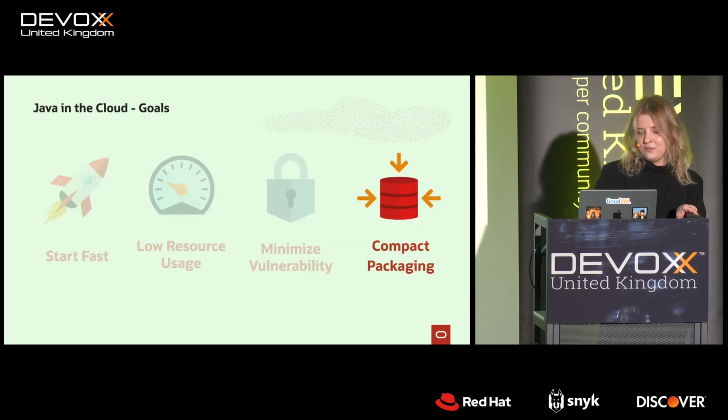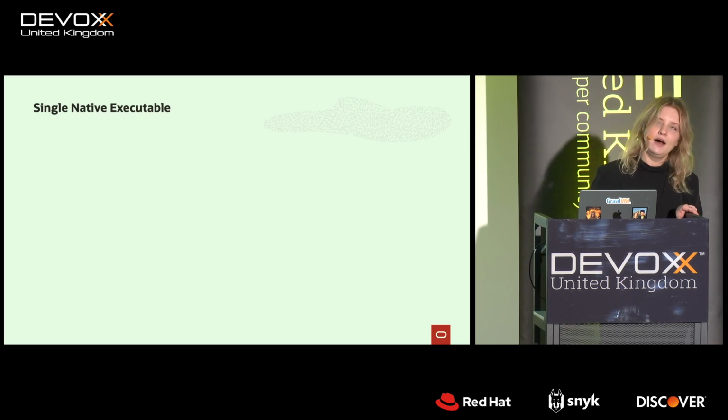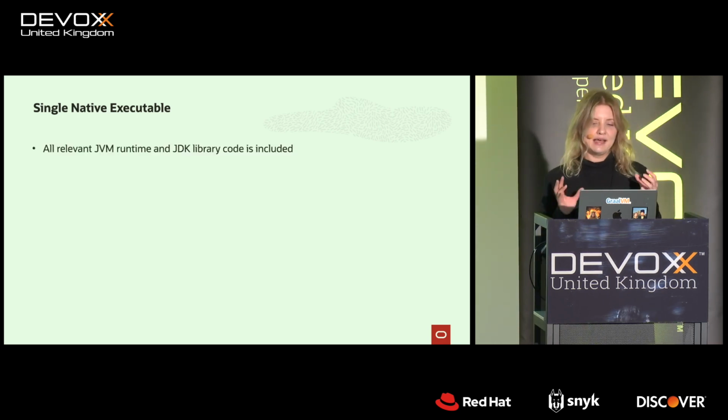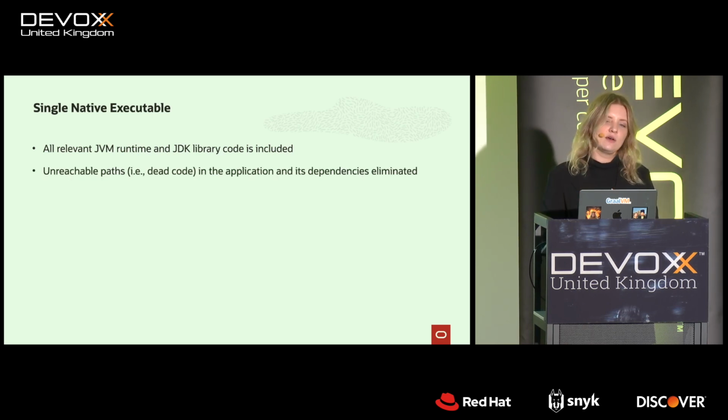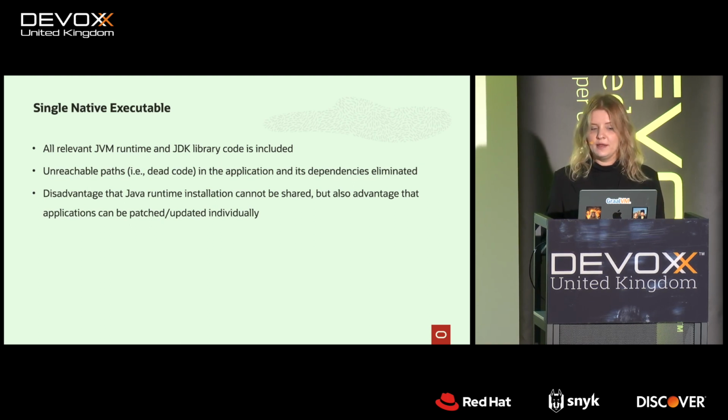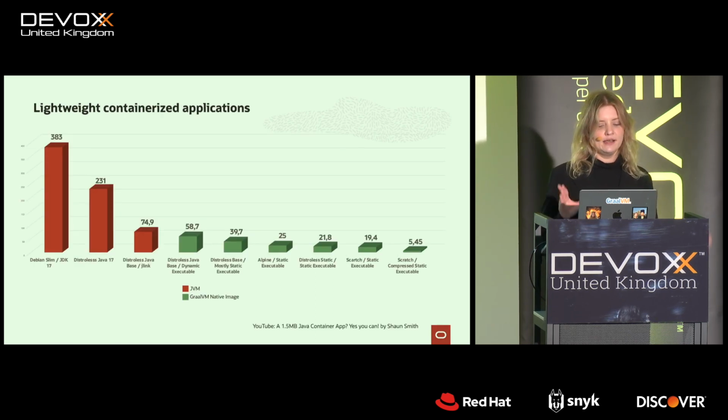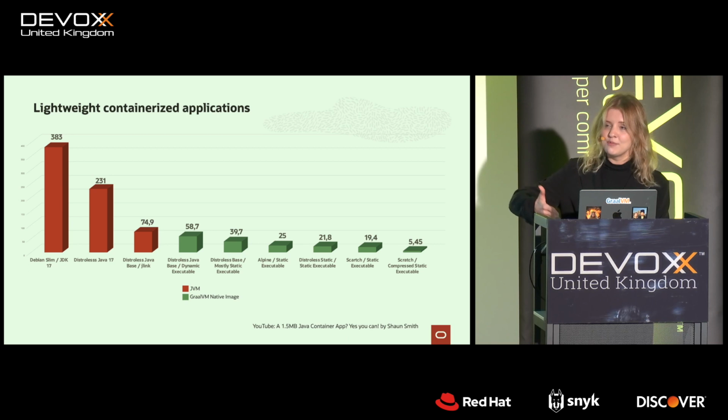Okay, and I briefly mentioned compact packaging, so I want to say a few more things here. So what you get in the end with native image is this native executable that has all the necessary code. And it also eliminates all that code that you don't actually use to make it as small in terms of packaging size as possible. And there could be a disadvantage in a way that you cannot share the Java runtime, but it also means that if needed, you can patch and replace those native executables individually. And if you want to take the packaging size to the absolute minimum, there is a long way and many steps of what you can do.